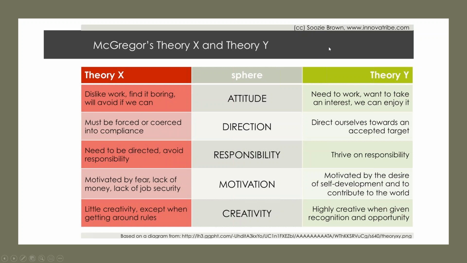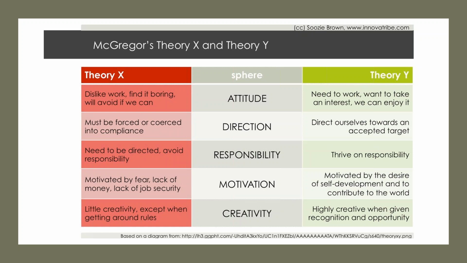Another model I want to share with you is McGregor's Theory X and Theory Y. Now, it's a very busy slide, and of course you'll get a copy of these slides, but if you look at the left-hand side, you can see that a Theory X manager is a manager that believes that human beings ultimately dislike work. They can't be trusted. They need to be forced to do work. They need to be motivated by fear, and they're not very creative, and basically they just need to be told what to do.